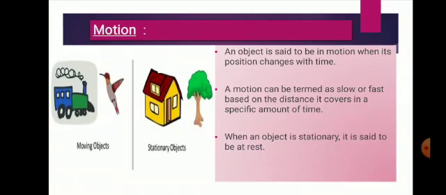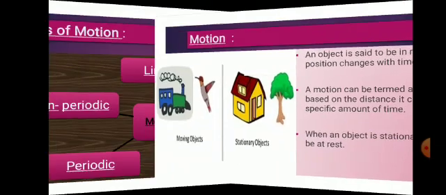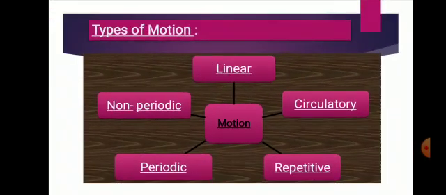Okay? So we will now describe the various types of motion. The motion or movements of all objects are not of the same type. Different objects show different types of motion or movements. So some of the important types of motion are linear motion, circulatory motion, repetitive motion, periodic motion, and non-periodic motion. We will now discuss all these types of motion in detail one by one.